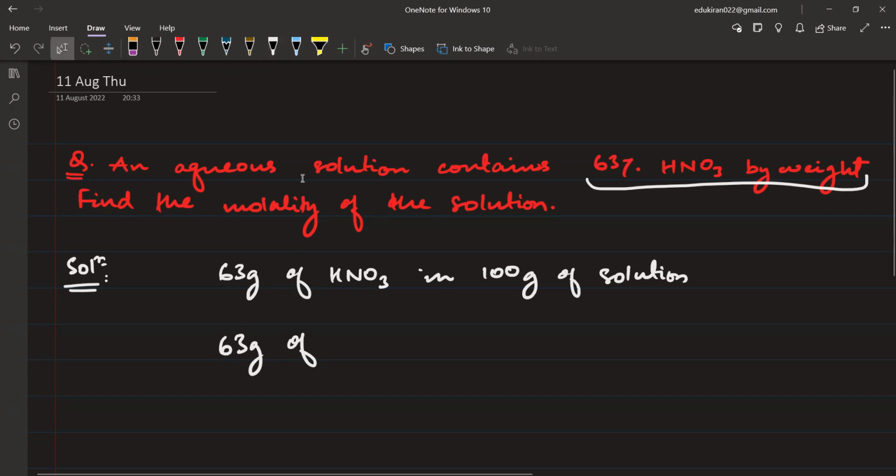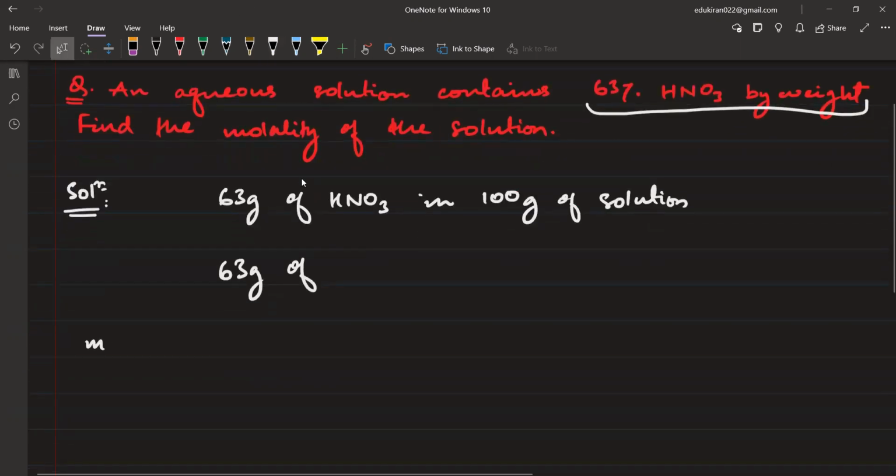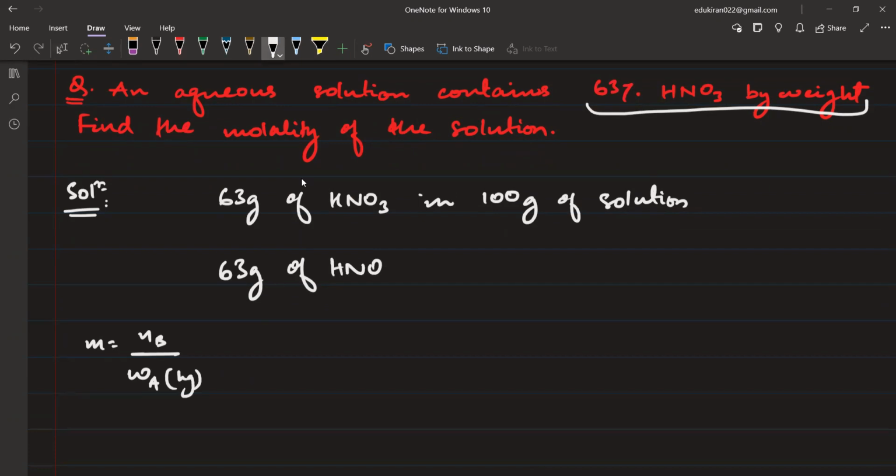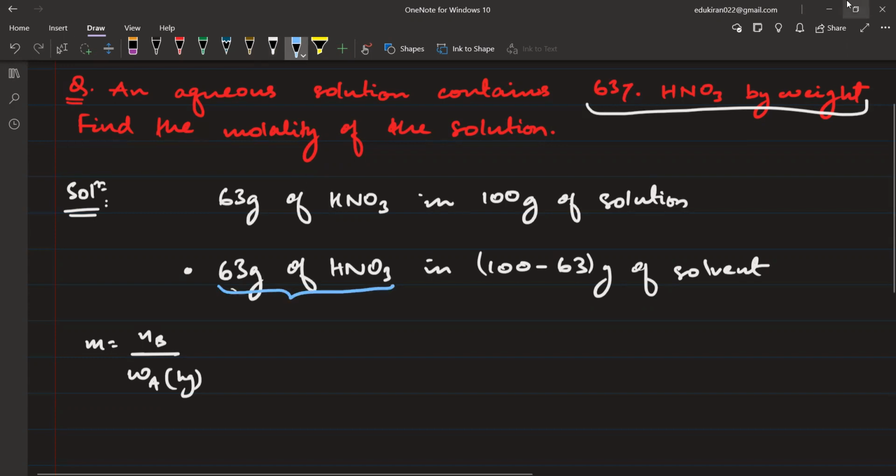What is molality? Molality is the number of moles of solute divided by the mass of solvent in kg. So first of all, you will write 63 grams of HNO3 in 100 minus 63 grams of solvent. All of you understood the second point, na? Please see, and then start calculating the molality. From this statement, you are going to get the number of moles of HNO3. Okay.